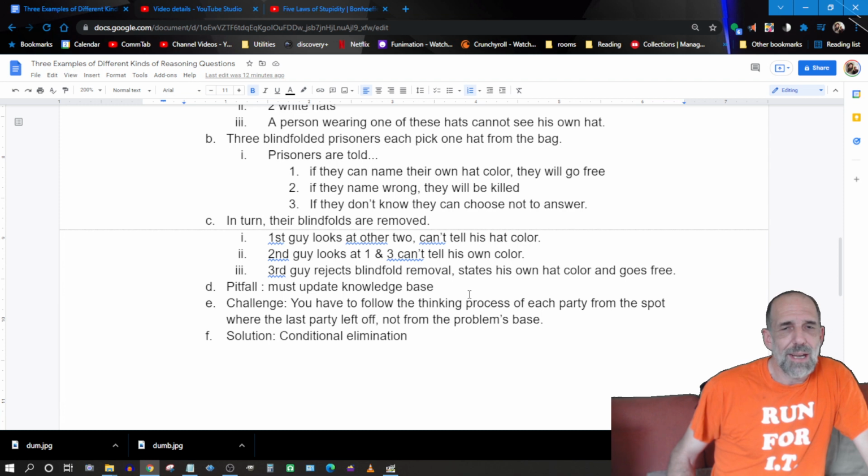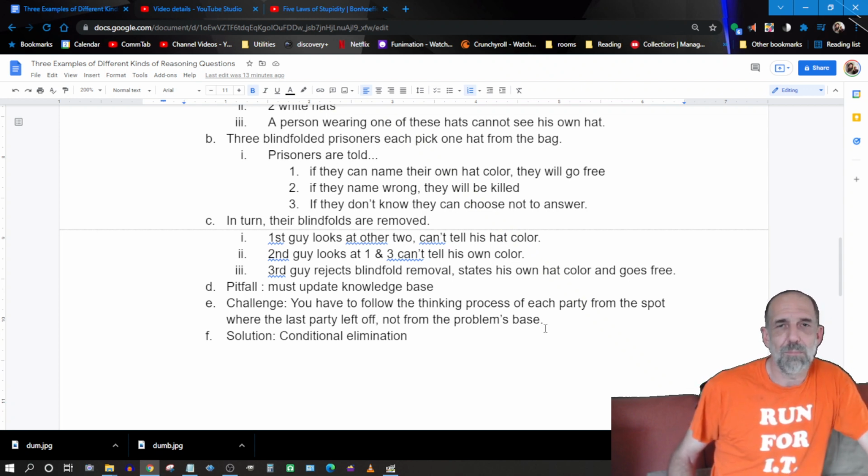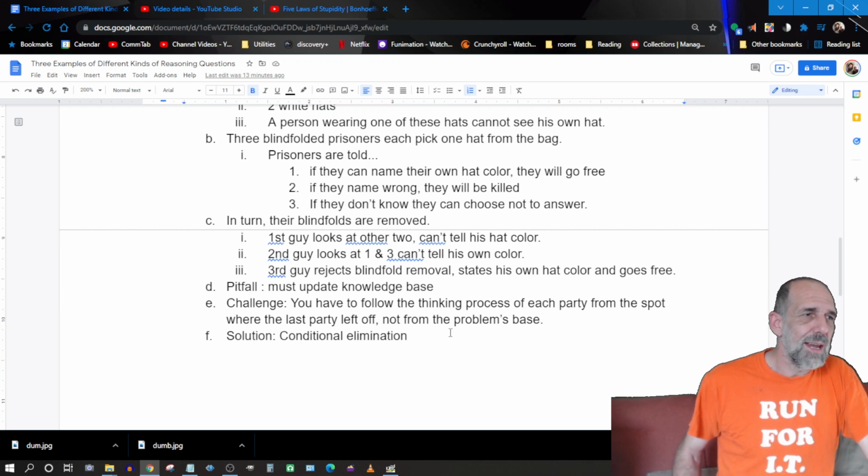When you get to the second guy, you've got to put yourself in his mind and say what he has learned from the first guy before doing his calculus. And if you don't, you have to follow that thinking process of each party from the spot where the last party left off, not from the problem's base. You don't return to the base with each party who's taking the blindfold off, and that's where you're sort of frame-walked by this question. And the solution is just a conditional elimination problem.